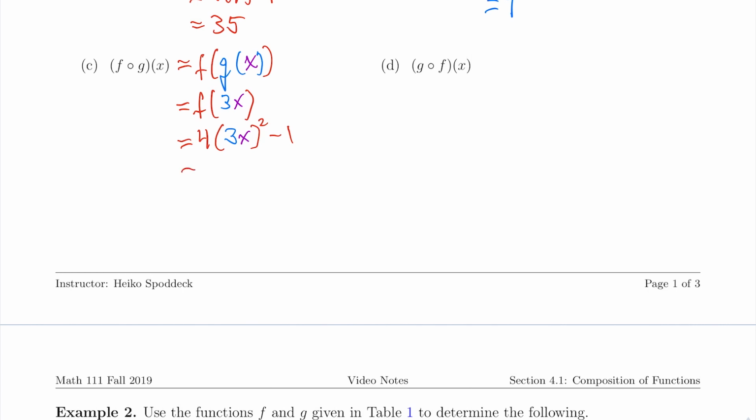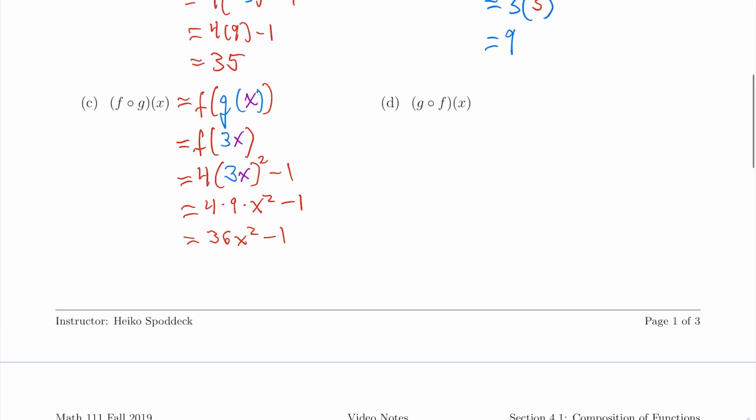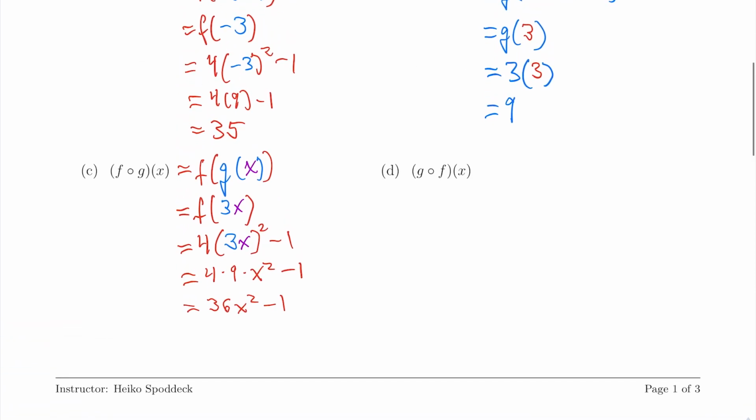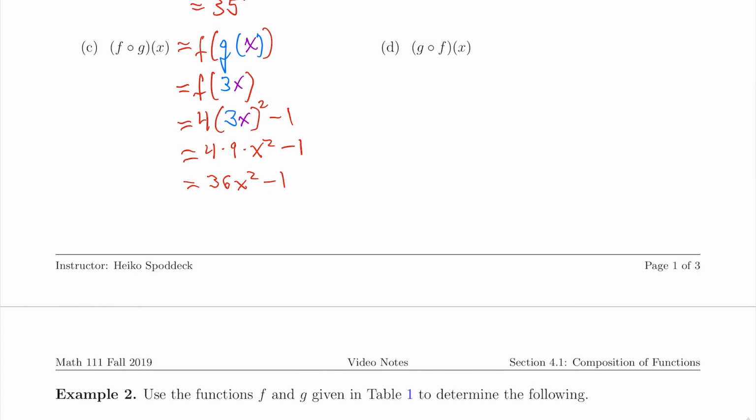So if I simplify using exponent rules, I get 4 times 9 times x squared minus 1, which ends up as 36x squared minus 1. So if I think back to my input of -1 and plug that in here, -1 squared is 1, 36 times 1 is 36, minus 1 is again 35. So that still works. I still get the same output, but I get it a lot faster than with all the work we did up in a.